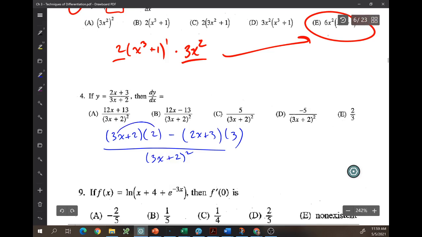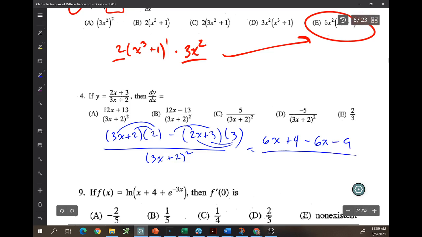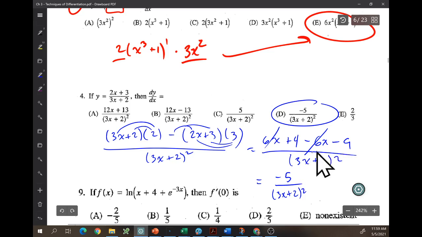So anyways, we will go ahead and distribute. And you need to make sure to distribute this negative sign. That's important. And then you also will multiply by the 3. So this becomes 3x times 2 is 6x plus 4. And negative times 2x times 3 is minus 6x. And negative times 3 is minus 9. All over 3x plus 2 squared. So our 6x and negative 6x cancel. We end up with negative 5 over 3x plus 2 squared. So that's choice D. If you did solve this and you got something like maybe you forgot to distribute that negative and you canceled out the 6x's but accidentally got like plus 13, so you had 13 over, then just double check your signs and figure out where you messed up.